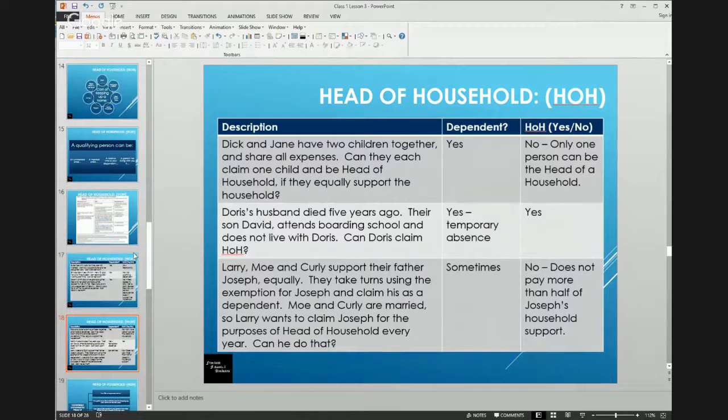Dick and Jane have 2 children together and they share all of the expenses. Can they each claim 1 child and be head of household if they equally support the household? The first thing you look at is, is there a dependent being claimed here? Yes, each parent is claiming one of the children, but no, only one person can be head of household. So they would have to choose which one of them provided the most of the support for the household.